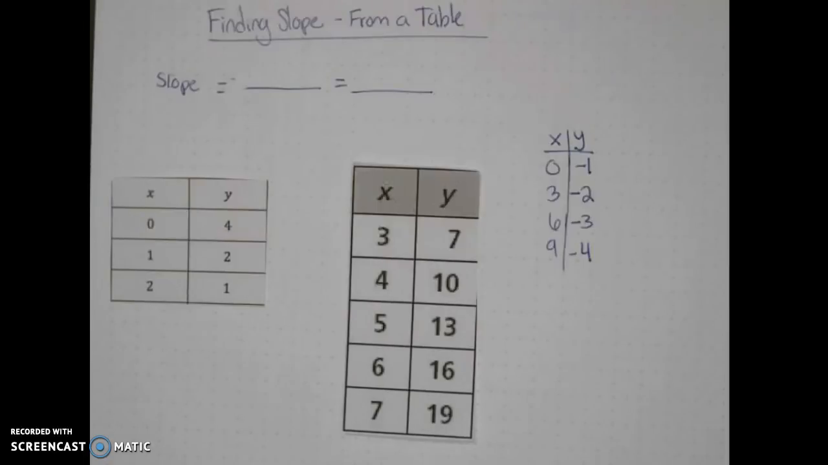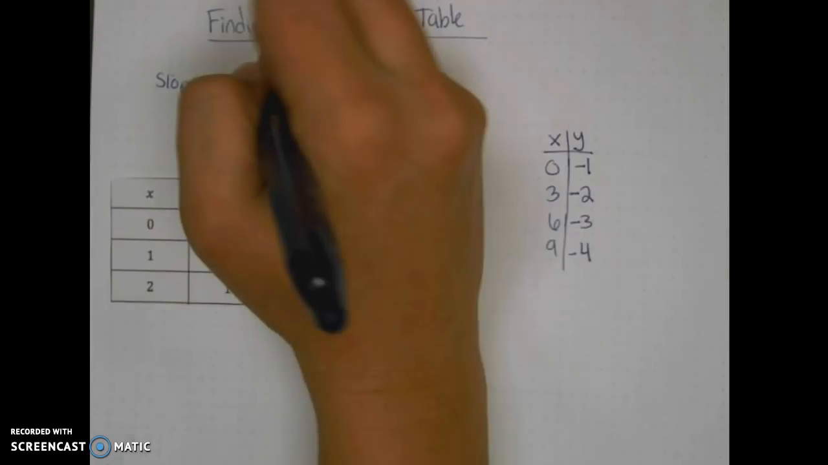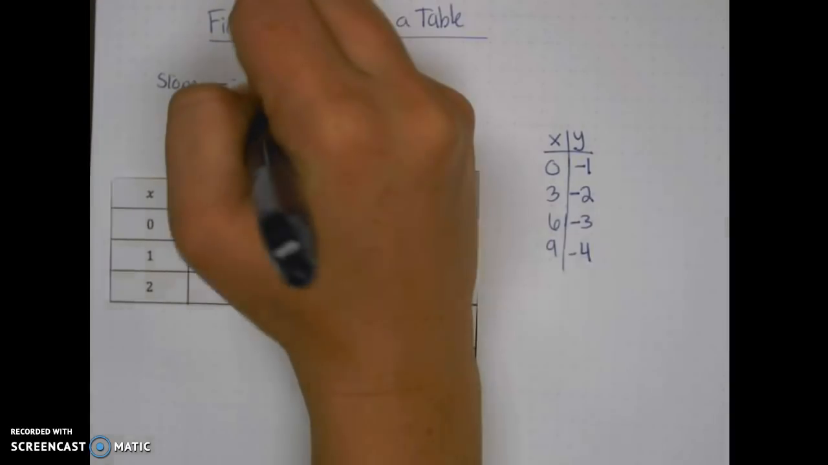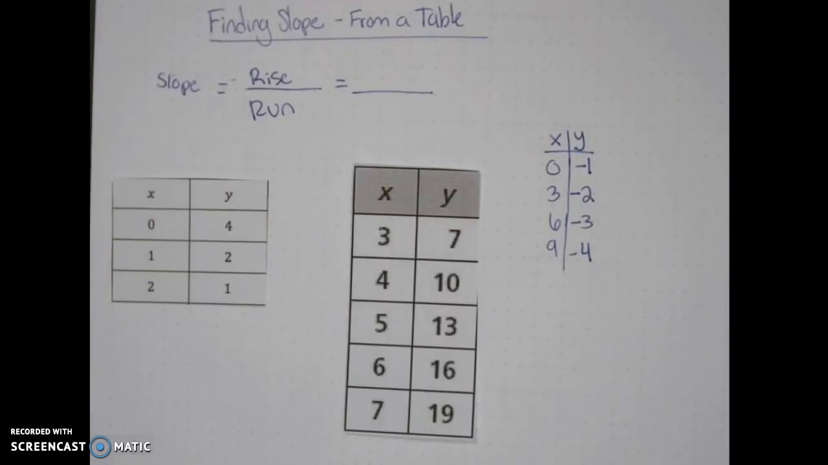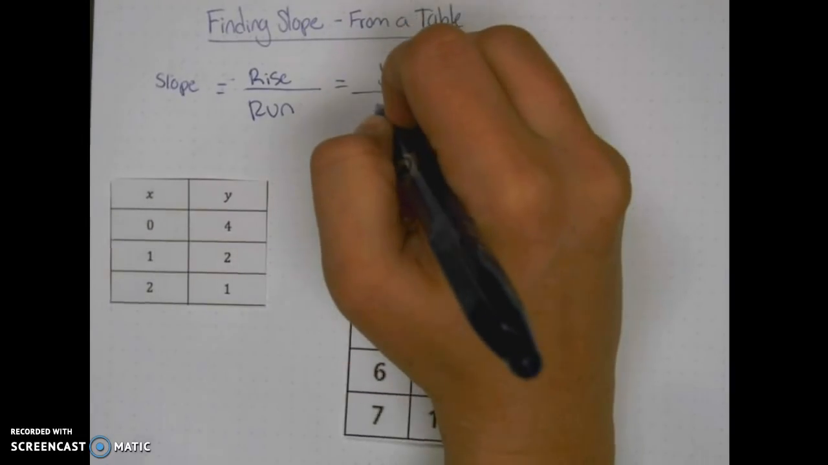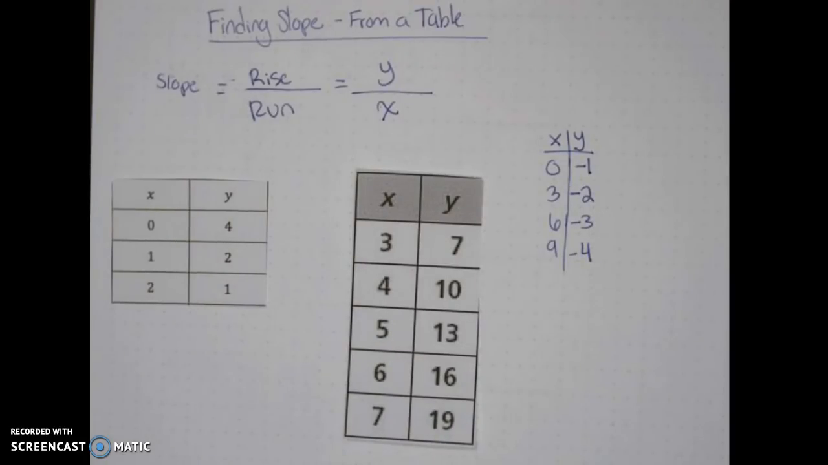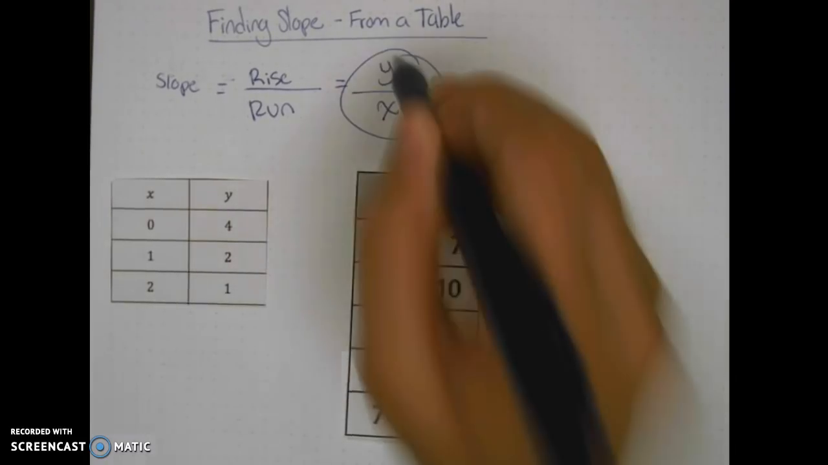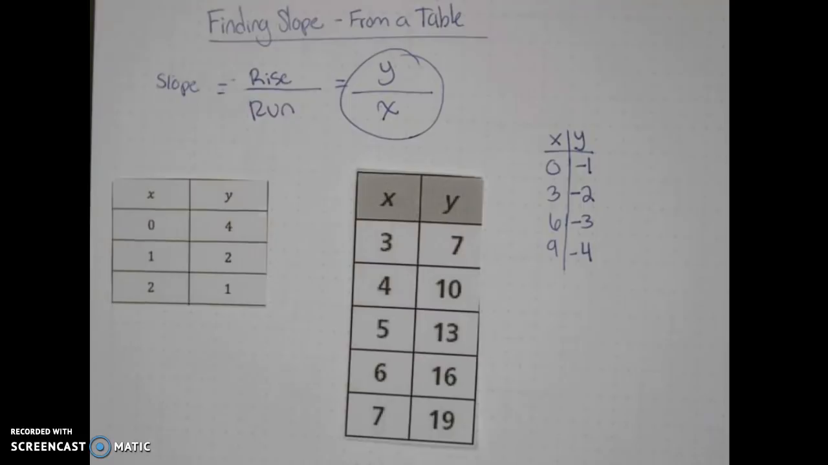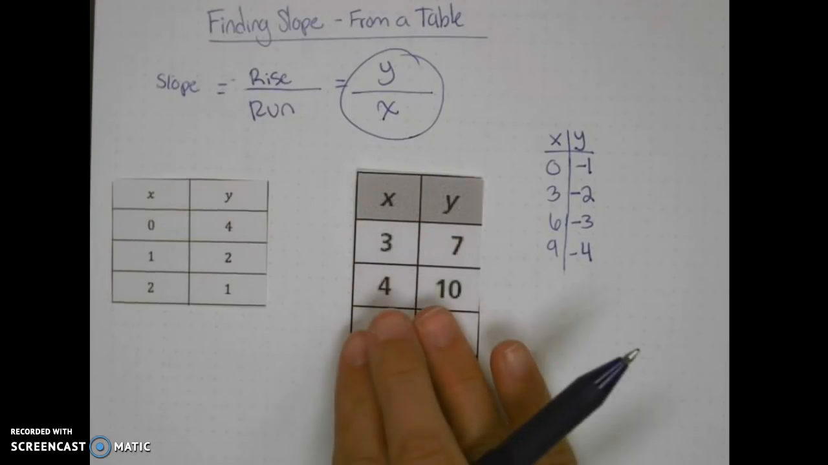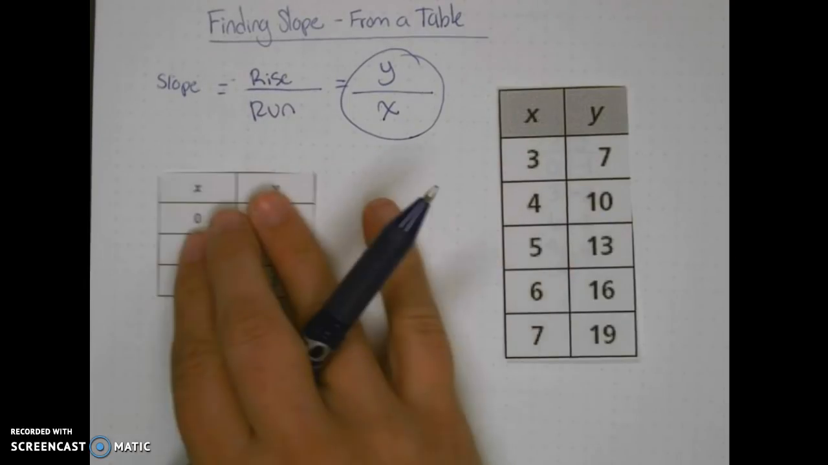Alright, the second way we can find slope is from a table. Again, slope is rise over run, and y over x. Today we're going to be focusing on the y over x element from a table. So let's look at our first table here.